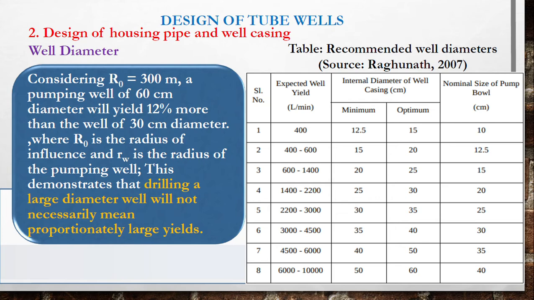But we cannot expect that. That is not the case. Only an increase of 12% will be there in the yield if you are doubling the diameter. So when diameter increases, the well yield increases, but it is not proportional. A slight increase in the well yield will be there. It doesn't mean that a large diameter well will have double the yield of a small diameter well. So drilling a large diameter well will not necessarily mean proportionately large yields.